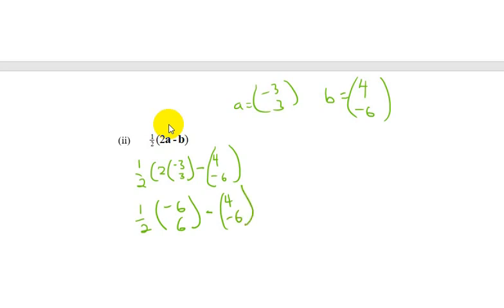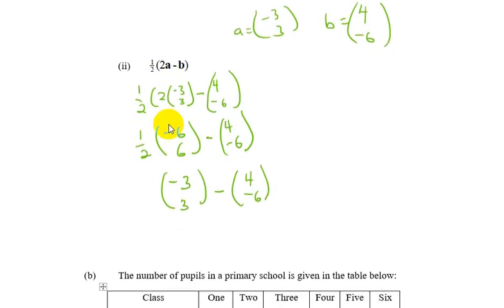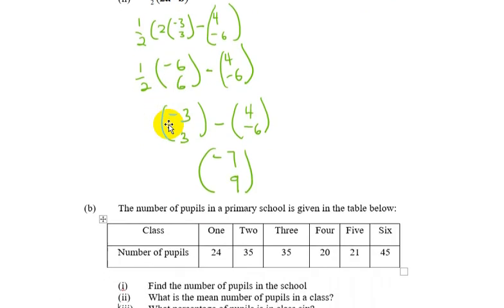minus 6. Now let's affect them. The half. So half times minus 6 will give us minus 3, and half times 6 will also give us 3. So we are getting this minus bracket 4 minus 6. So let's do our subtraction. So minus 3 minus 4 gives us minus 7, and 3 minus 6 will also give us minus 3. So that will be our final answer.